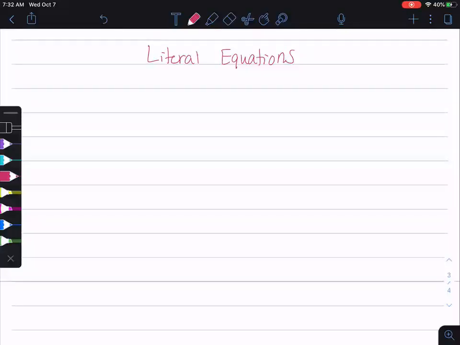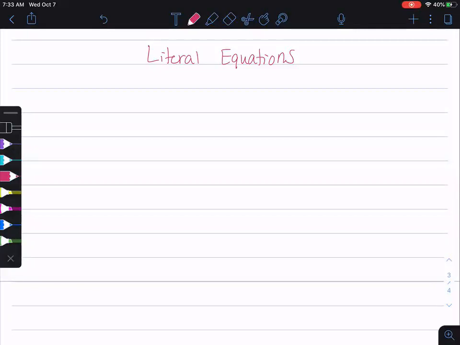So we're going to look at how to solve literal equations. Literal equations are the ones that don't have any numbers in them unless there's a fraction out front, but you're not going to get a solution that looks normal. We're not going to get x equals 7 as our answer. We're going to have a lot of variables in there.